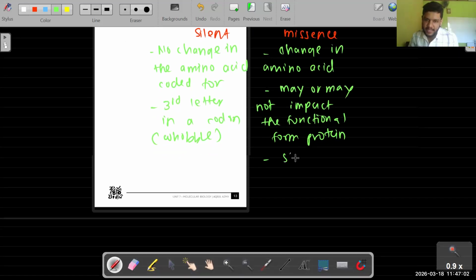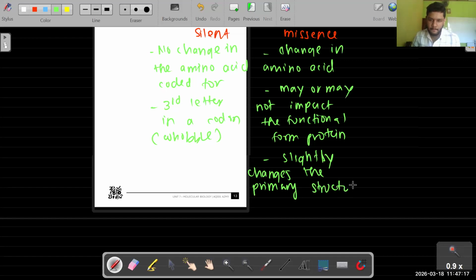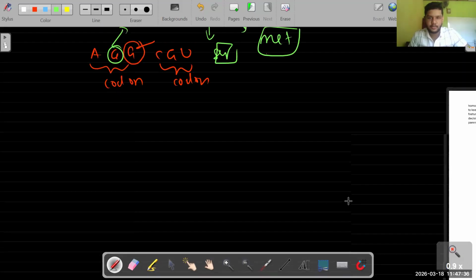Third point is it slightly changes the primary structure of protein. You see the words that are being used. Primary structure of protein means what they are trying to convey. Primary structure means amino acid sequence. Is it clear? Now I have introduced you to three types of words.